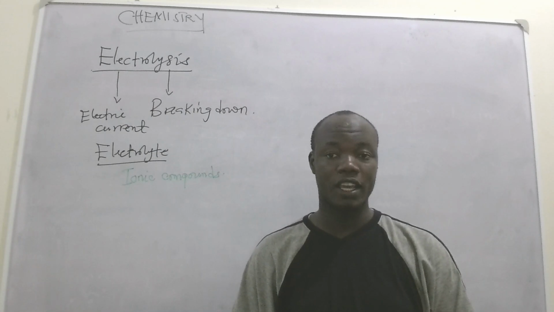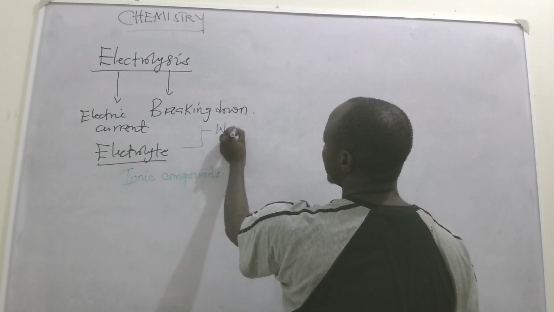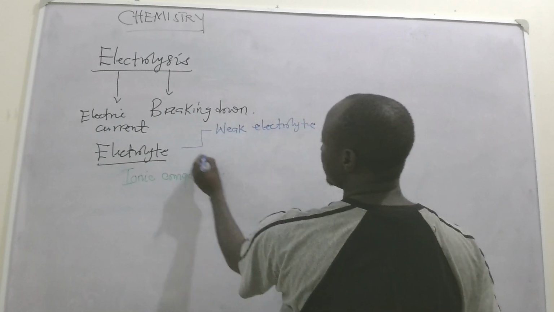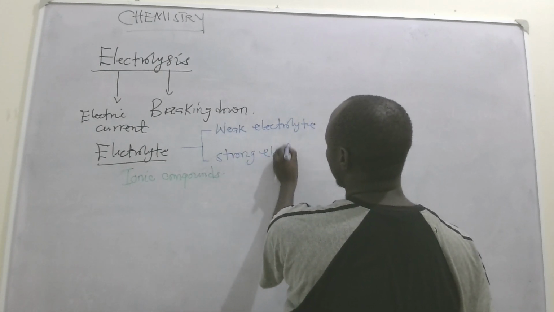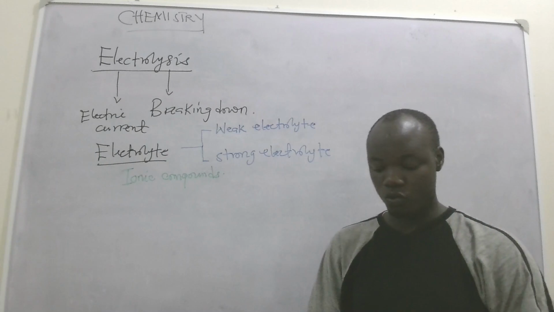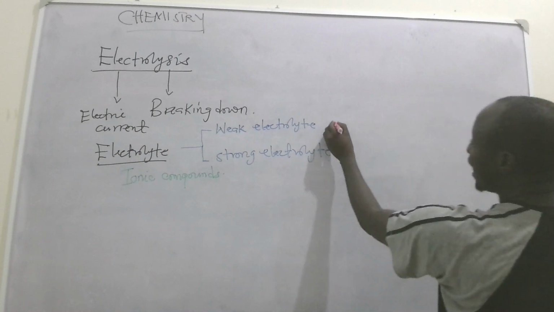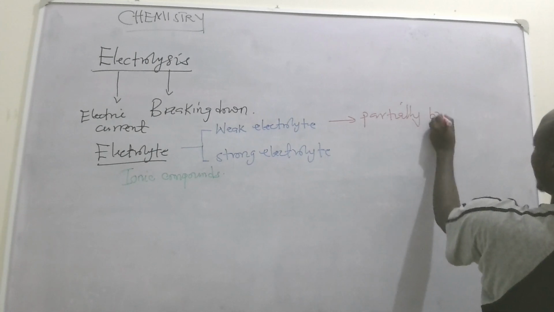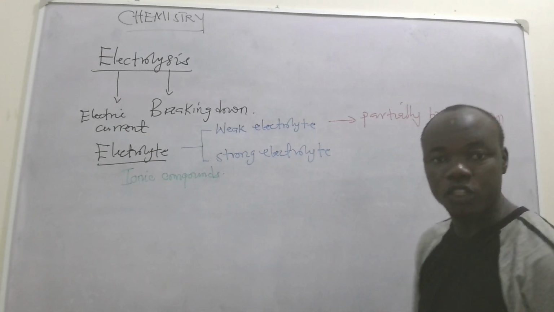These electrolytes are divided into two: weak electrolytes and strong electrolytes. When we say weak electrolytes, we mean substances that break down partially. They partially dissociate.